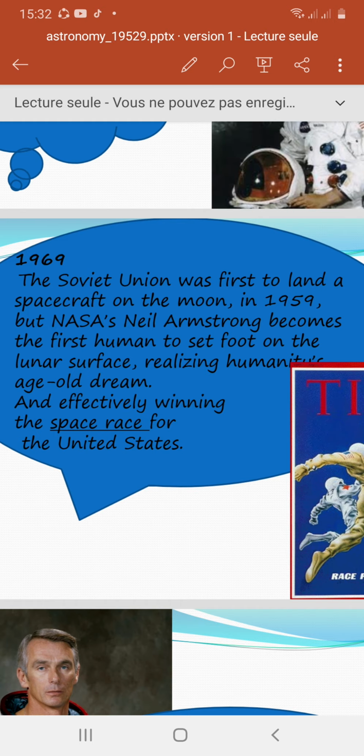Lunar comes from la lune, which is the moon, and we took from it the adjective lunar surface, realizing humanity's age-old dream.